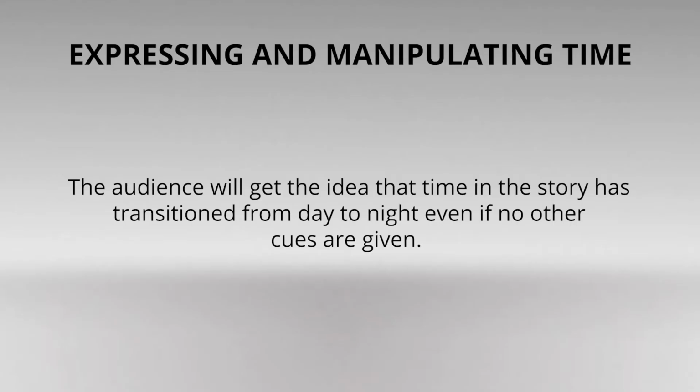Establishing shots are used not only to show where the action is taking place, but also when it's taking place. If a scene opens up with a shot of an exterior of a house in the bright sunshine, and the next scene opens with a full moon over a lake, the audience will get the idea that time in the story has transitioned from day to night, even if no other cues are given.